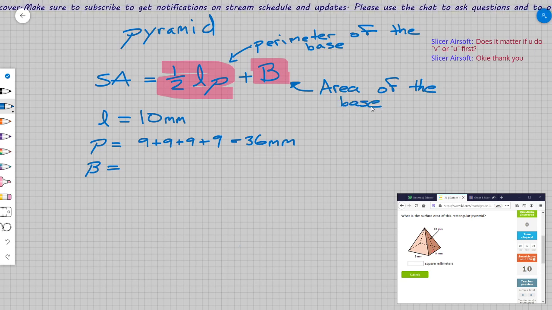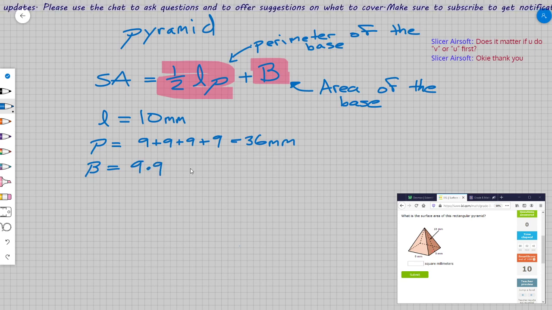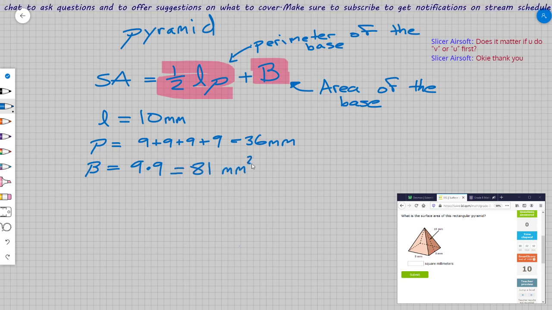And to do the area of the base, we have a square, so you could think of it as length times width, but our lengths are the same, so it's just 9 squared for a square. You either do 9 times 9, or think of it as 9 squared, because it is a square. So 9 squared is 81 millimeters squared.